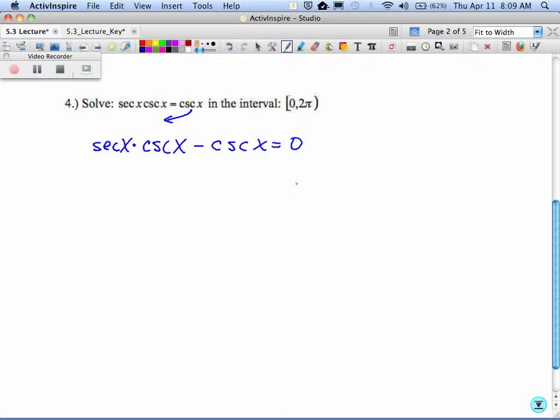I have two terms. What do they have in common? They both have a factor of cosecant, right? So I'm going to pull that out front. When I pull it away from this term, the only thing left is the factor of secant of x. And what's negative cosecant being divided by this cosecant? Negative 1.